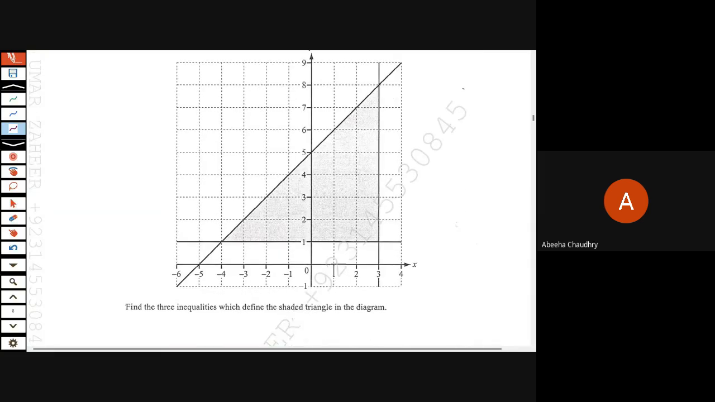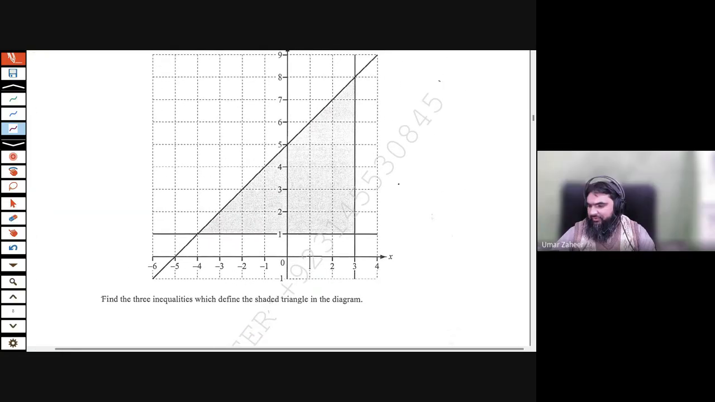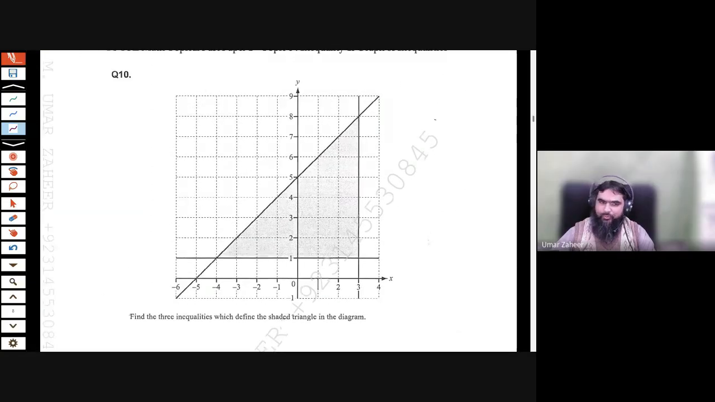Okay, sir. All right, everyone. All of you, please do this question in your notebook and send the working. This is all about the inequalities. There is nothing more. Please do this question in the notebook and send the working.